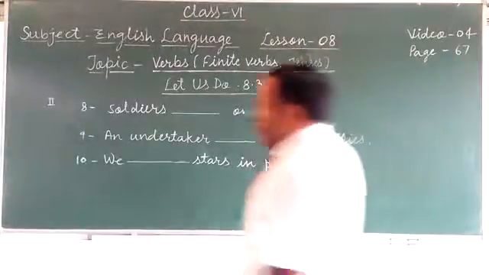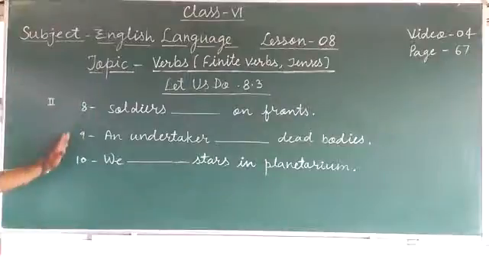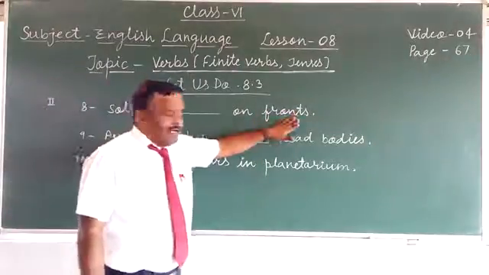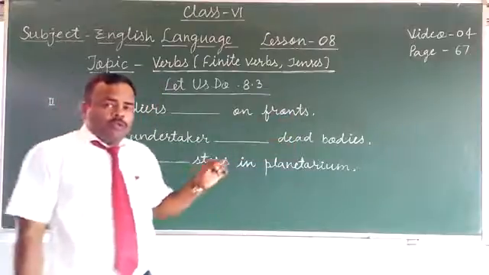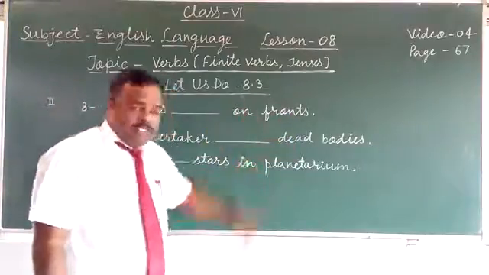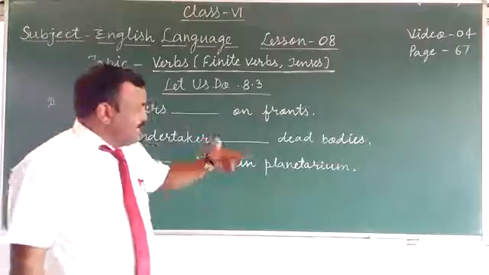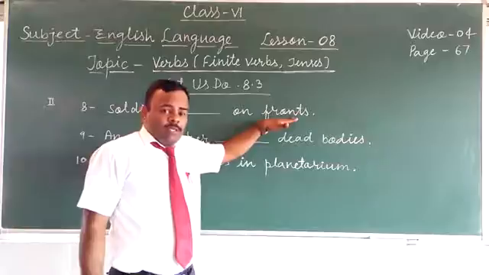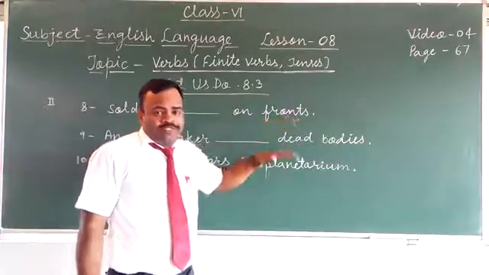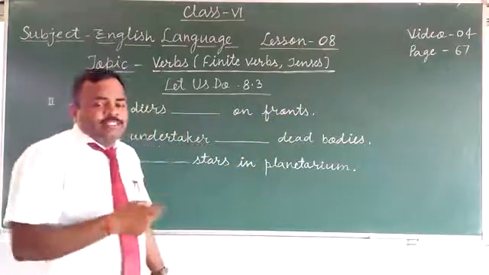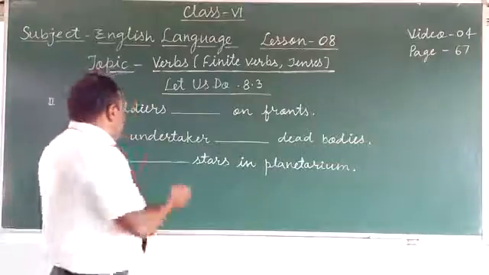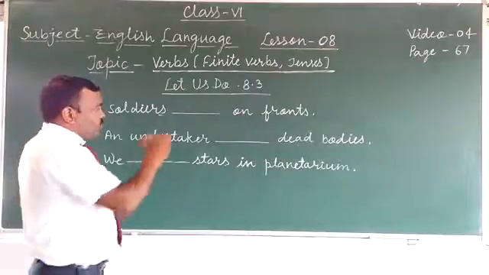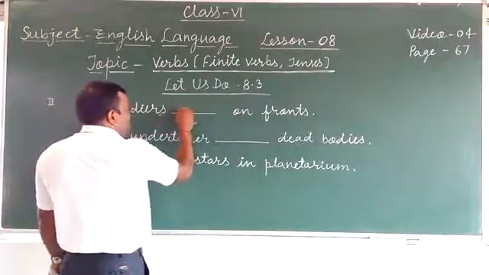Okay students, now see these three sentences. Soldiers on fronts. So what do soldiers do on fronts? Fronts mean here borders. So what do soldiers do on borders? Means they fight with enemies. The soldiers, see here, soldiers, this subject is plural. So the verb will be also plural.